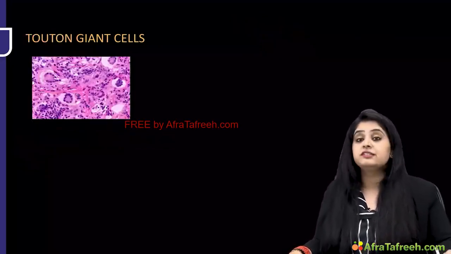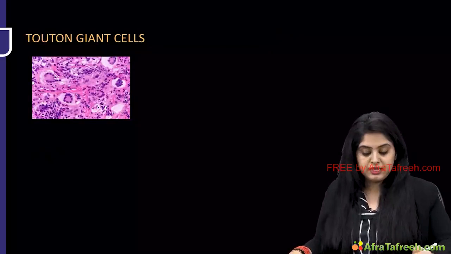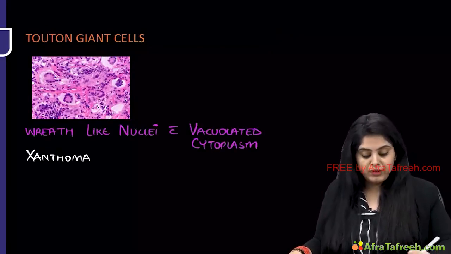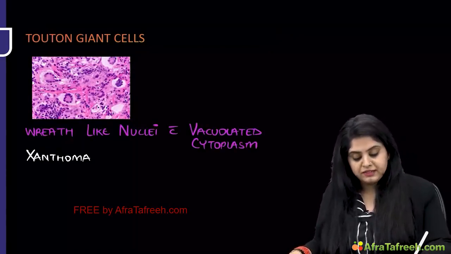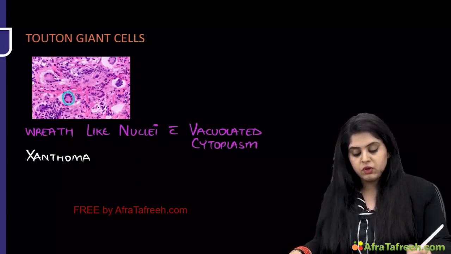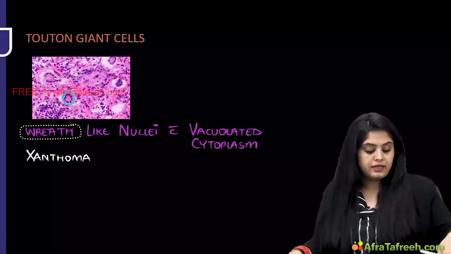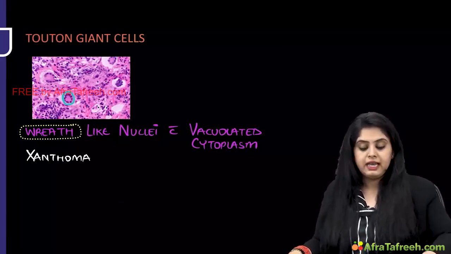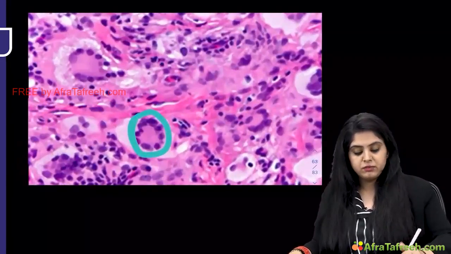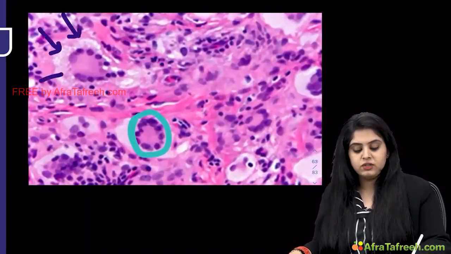The next one is known as the two-tone giant cell. How did I identify a two-tone giant cell? I first saw the nuclei and then the cytoplasm. When I saw the nuclei, I realized they are all round, round, round. We call them wreath-like nuclei. And if you look at their cytoplasm, it is looking very white and vacuolated.